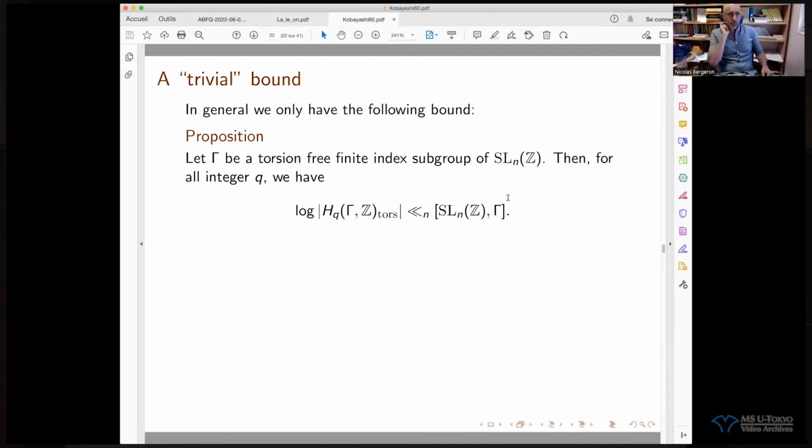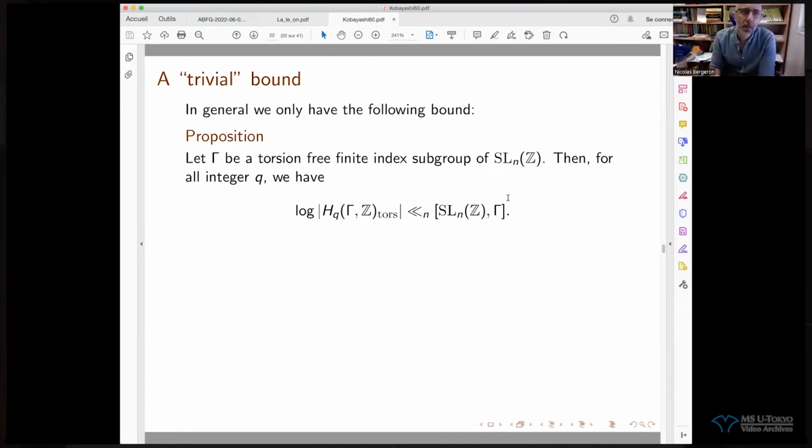Now, what was known before? There is a bound on the size of the torsion which I want to call a trivial bound. The proof is not that trivial, but this is the limit bound in question, and it is precisely that the size of the torsion is sub-exponential with respect to the index. So if you take a torsion-free finite index subgroup Gamma of SL_N(Z), then the log of the torsion part of the homology in any degree is bounded, up to a constant that depends only on n, by the index of Gamma in SL_N(Z). So the bound you get in a first attempt to bound the torsion part is precisely the exponential bound, and the goal of the theorem is to go beyond this trivial bound.